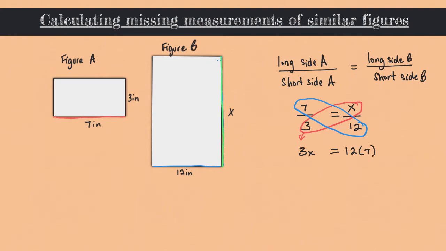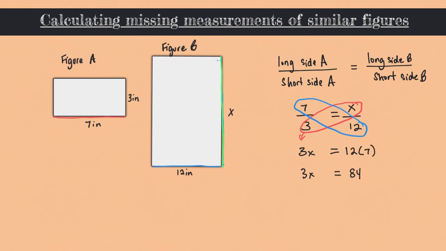Now, maybe you might be asking, do I have to do 3x on the left and the other one on the right? No. Once you have the correct products and the correct pairing of your numbers in your diagonal, then you can put it on either side, okay? So now we can go ahead and simplify this as much as we possibly can. So 3x stays the same for now, but the 12 times 7 can be changed to 84 because 12 sevens are 84.